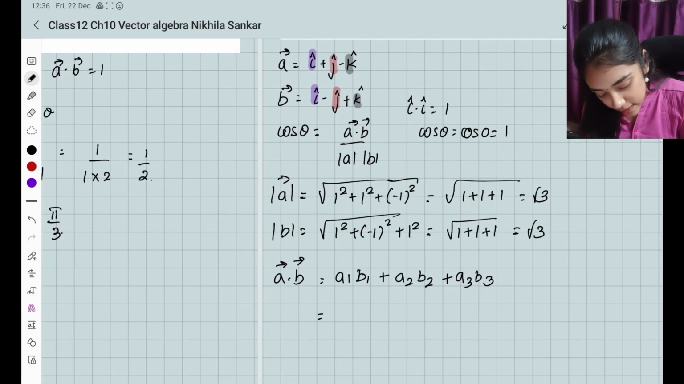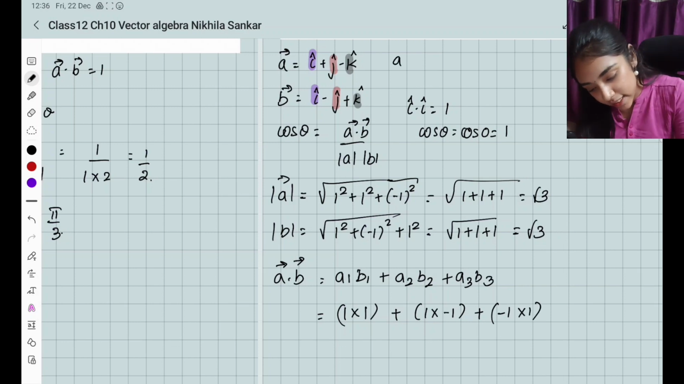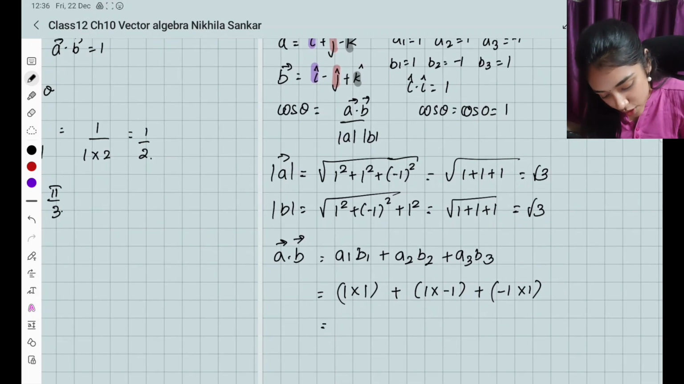So shall we multiply? I have 1 into 1. This is A1 B1. Then A2 B2 is going to be 1 into minus 1, plus A3 B3 is going to be minus 1 into 1. Understood? Here A1 is 1, A2 is going to be 1, A3 is going to be minus 1. Similarly B1 equals 1, B2 equals minus 1, B3 equals 1. Okay, when I substitute, I get 1 minus 1 minus 1. So in the end, I have minus 1.